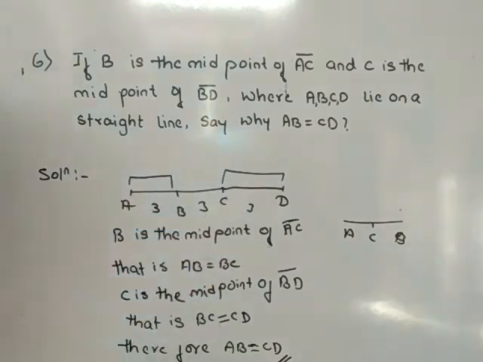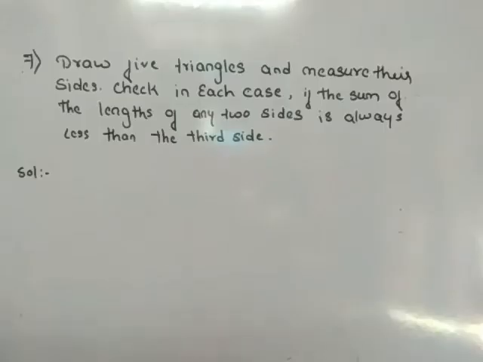Okay. We'll move to the 7th problem. 7th question: Draw 5 triangles and measure their sides. Check in each case if the sum of the lengths of any two sides is always greater than the third side. Here we need to consider 5 triangles, right? And we need to measure their sides with the help of the scale here.